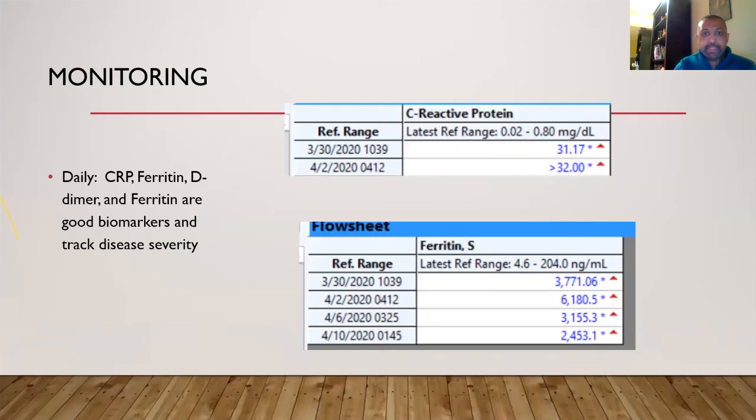This is just one of the patients that I want to show you in your monitoring, to remind you that these are what we use: C-reactive protein and ferritin. This is the same patient. C-reactive protein was significantly high on day 3 of admission, and the ferritin as well. So that will tell you the progression of the disease. You can use it as part of your monitoring. I think that's my last slide.